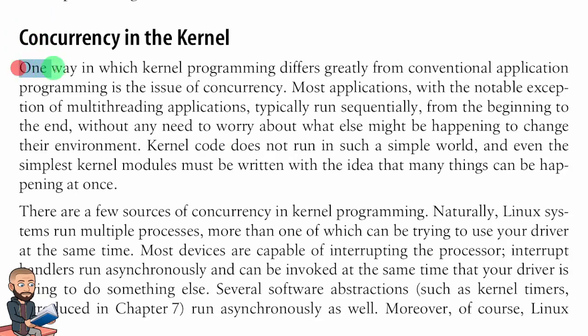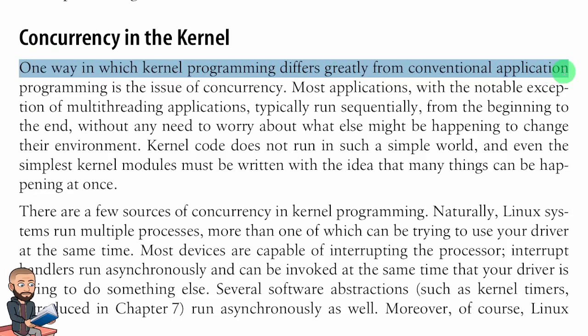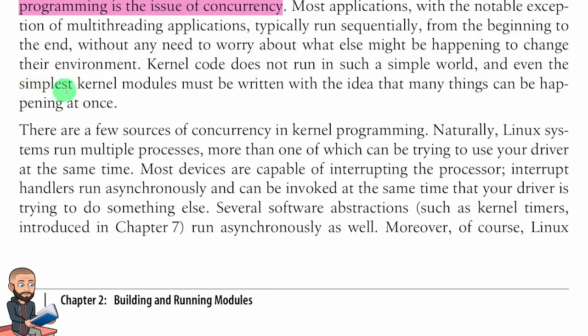Concurrency in the kernel. One way in which kernel programming differs greatly from conventional application programming is the issue of concurrency. Most applications, with the notable exception of multi-threading applications, typically run sequentially from the beginning to the end without any need to worry about what else might be happening to change their environment. Kernel code does not run in such a simple world, and even the simplest kernel modules must be written with the idea that many things can be happening at once.